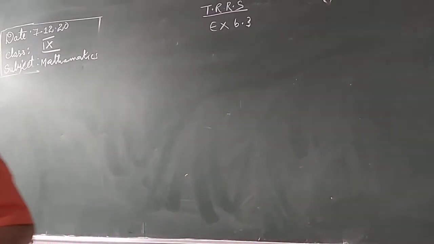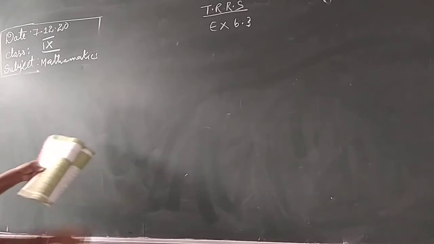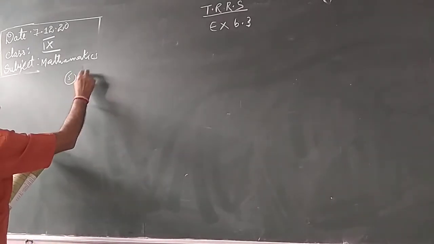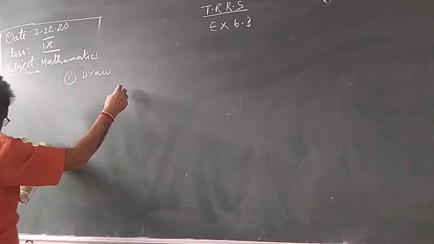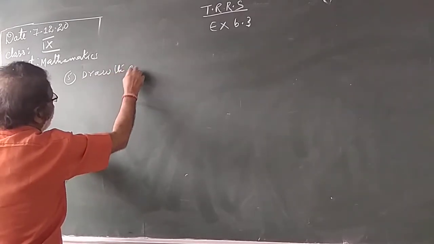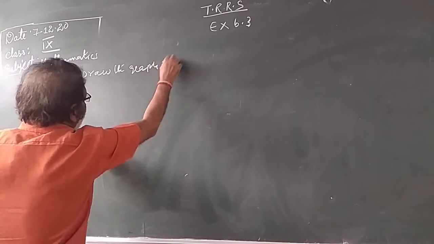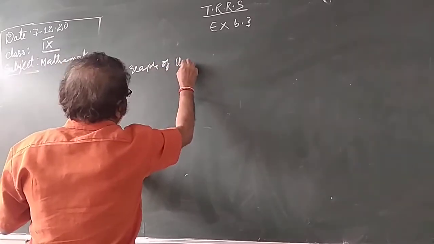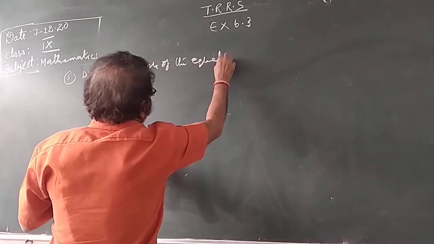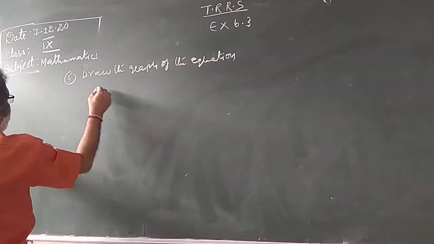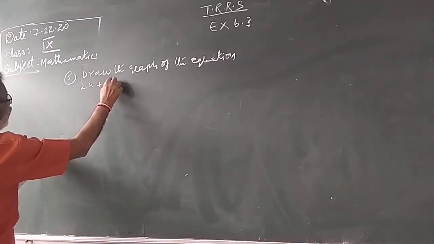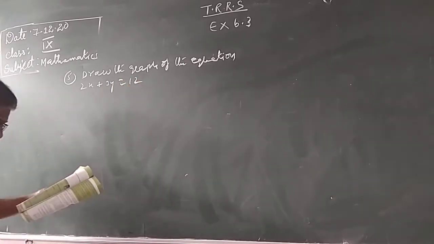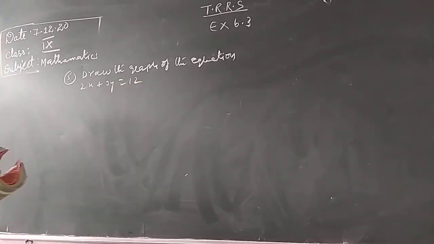Fifth problem, children. Draw the graph of the equation 2x plus 3y equal to 12. Find the solutions from the graph whose y coordinate is 3, and whose x coordinate is minus 3. Okay, let us bring this to the same model, just like the fourth problem.